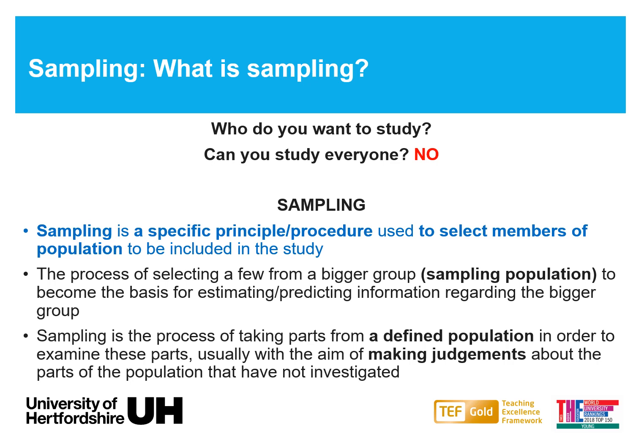Another concept discussed is that sampling is the process of taking parts from a defined population in order to examine those parts, usually with the aim of making judgments about the parts of the population that haven't been investigated. And hopefully, the samples you choose are representative, as we mentioned, so you can make judgments and generalizations.